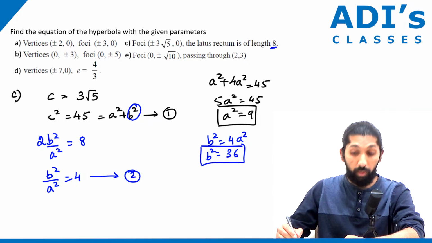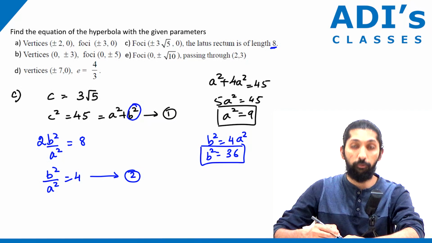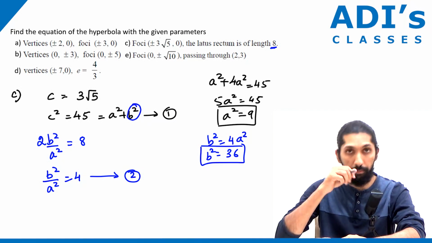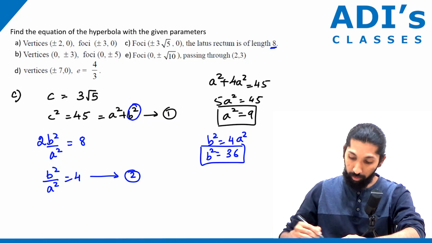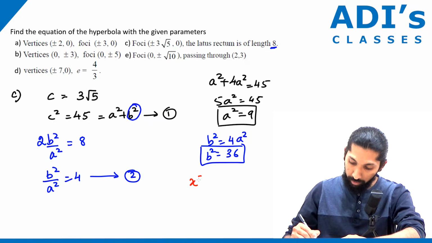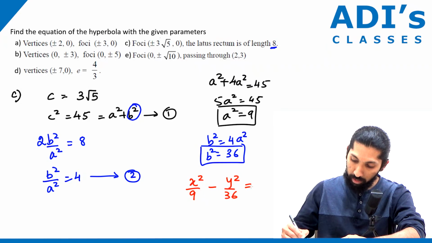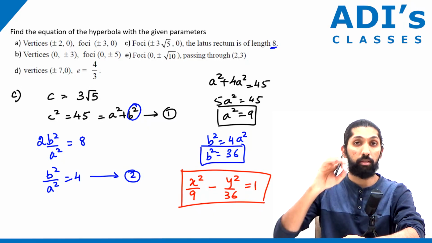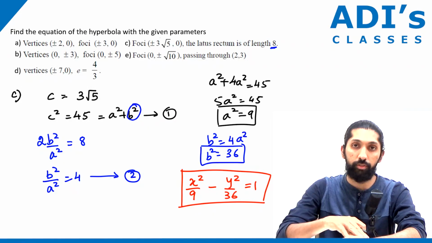The equation becomes what? x square by a square, because the foci is plus or minus c comma 0. It's a transverse hyperbola, isn't it? We are going to get x square divided by 9 minus y square divided by 36 is equal to 1. This becomes the equation of the hyperbola. So that means this is the answer for the third question.